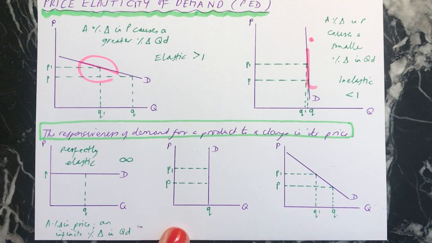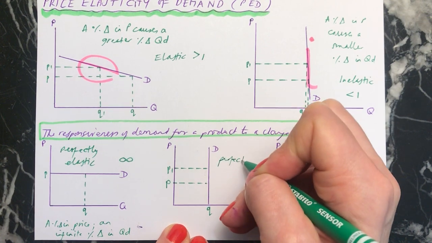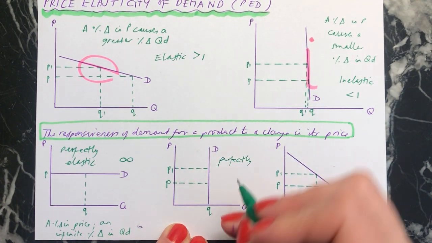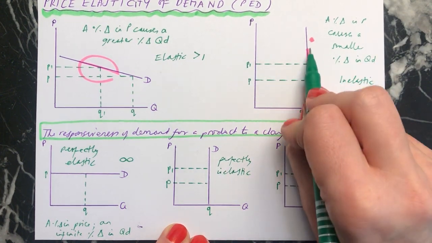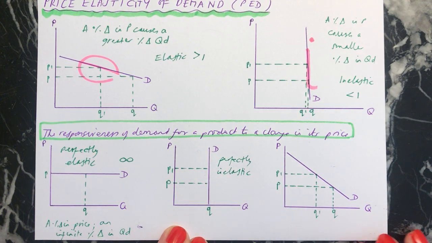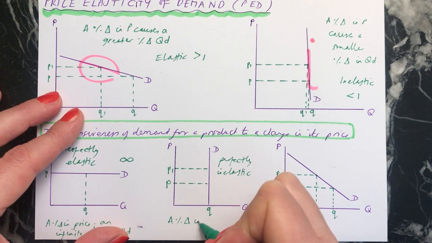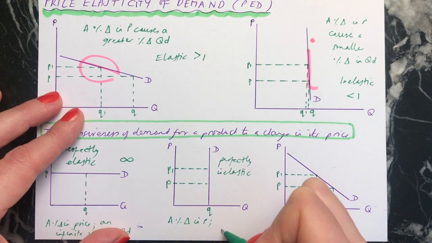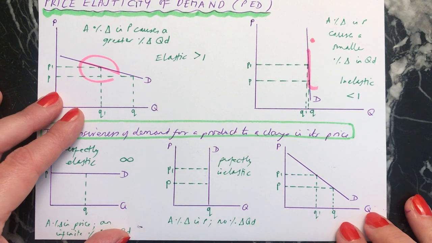If we then look at the next one, you can see here that the percentage change in price causes no change in the quantity demanded. We're always at Q on this demand curve. And this one we say is perfectly inelastic. It's completely vertical. This looks like the inelastic curve, but it's completely vertical. And here we say that a percentage change in price causes no percentage change in the quantity demanded.